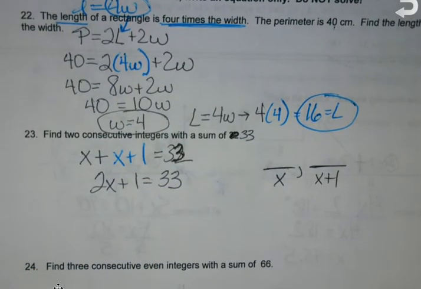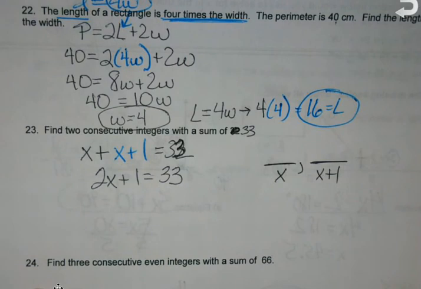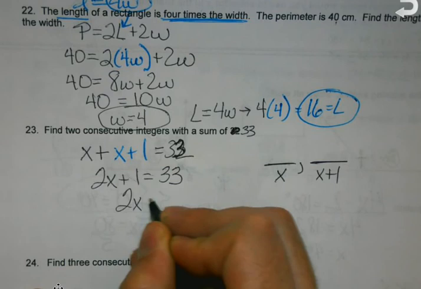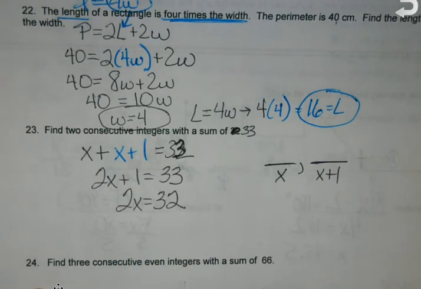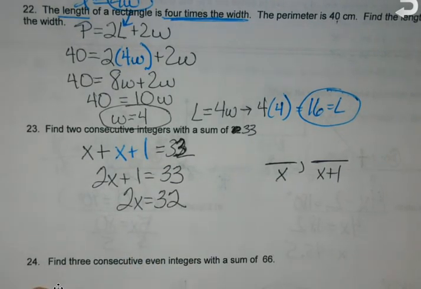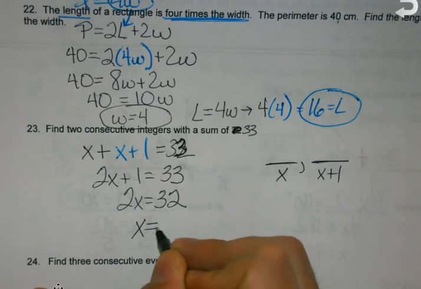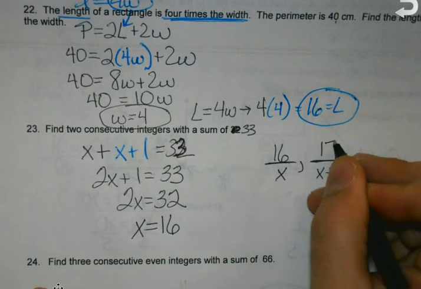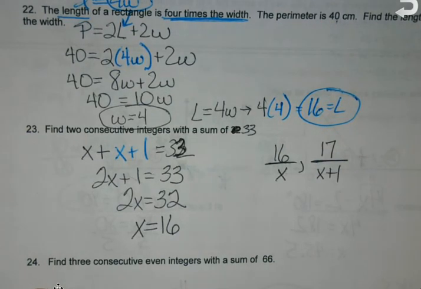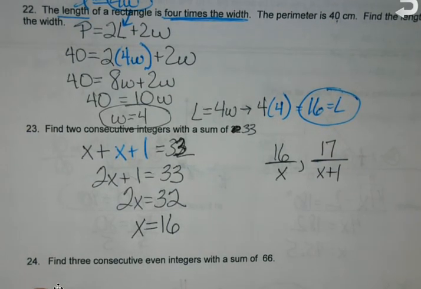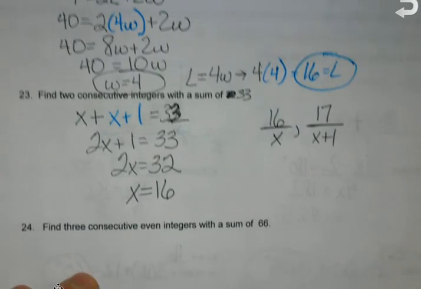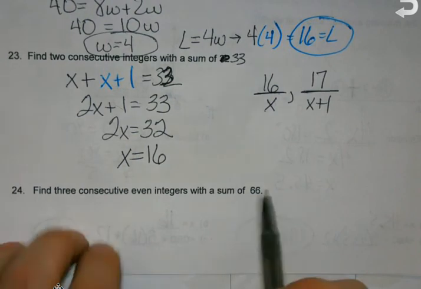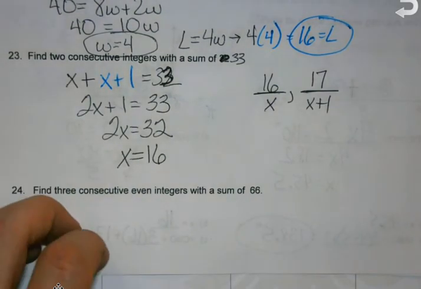Since we're adding, it'll be 2x plus 1 is 33. Now what? Minus the 1. And what's x? 16. So I divide it by 2. And then add 1 to it. 16 and 17. Last one of the day. I'm trying to find 2 numbers in a row that add up to that.